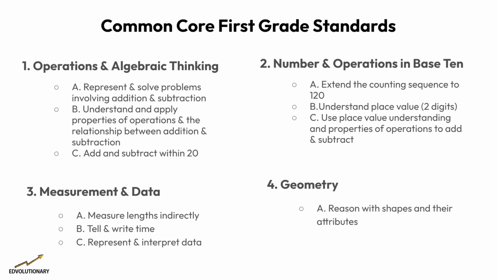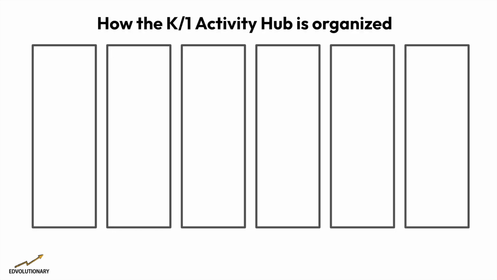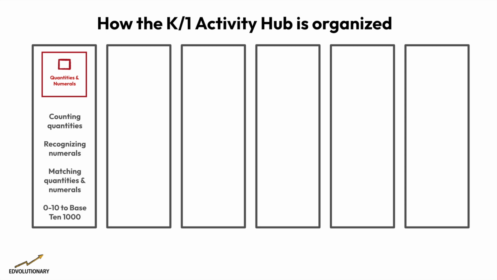And those overlap in different ways. Nothing is black and white. And so we've put all those different standards into a trajectory across 6 different categories that allow students to build that interconnected knowledge. Our first category is quantities and numerals, and that's going to be things like counting quantities, recognizing the actual symbols for the numerals, matching those symbols and quantities together.